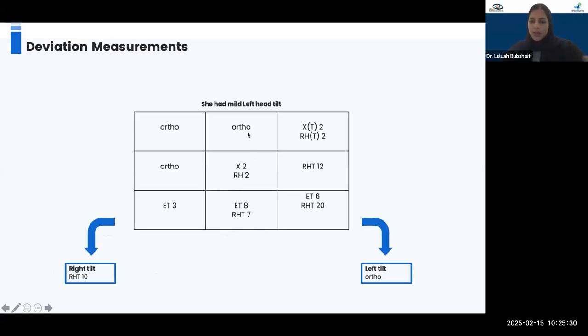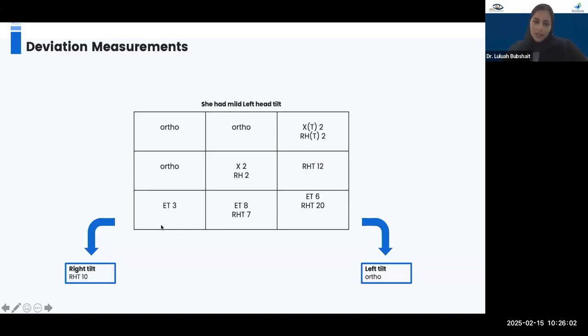Upon elevation, she's ortho. Elevation to the right, she's ortho. And elevation to the left, she has an intermittent exotropia and intermittent right hypertropia of 2. In right gaze, she's ortho. And in the left gaze, she has a right hypertropia of 12. In down gaze, which is the problem here, she has an ET of 8 and right hypertropia of 7, and she had diplopia in down gaze. And in down and left, she had a right hypertropia of 20.